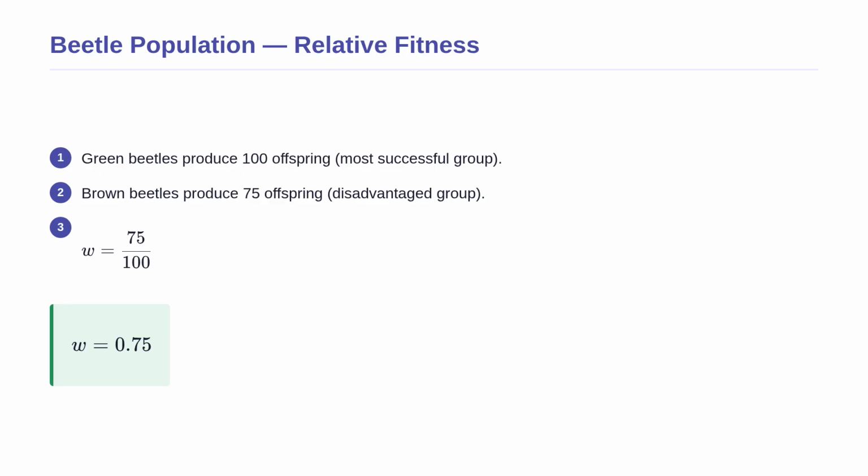We want to find the relative fitness of the brown beetles. We do this by taking their offspring count, 75, and dividing it by the offspring count of the most successful group, which is 100. This simple division gives us our final answer, a relative fitness of 0.75.